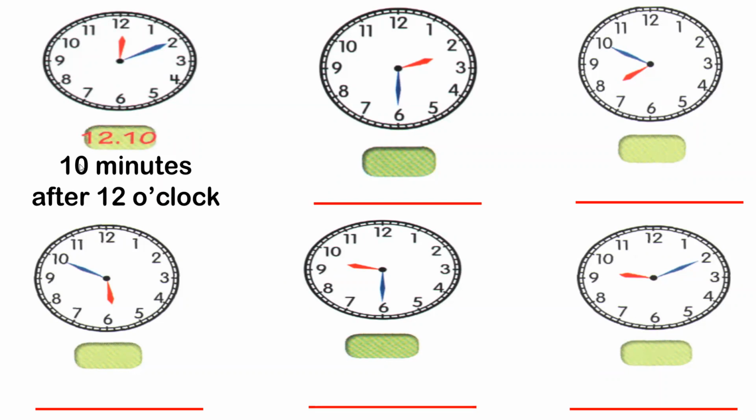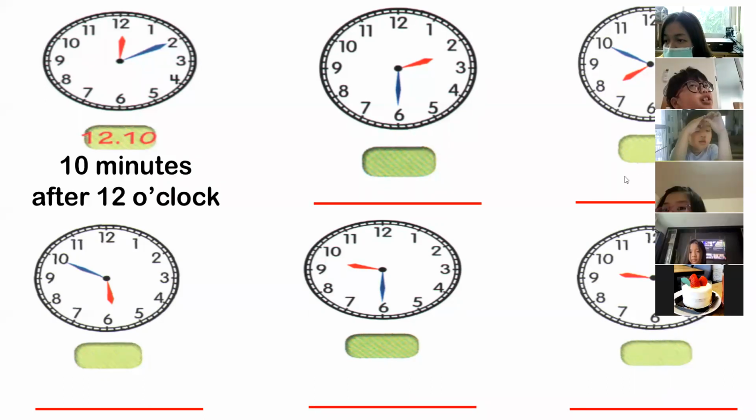And then you write 10 minutes after 12 o'clock. So this one, you write the time. Okay, the first one is an example. The clock shows 12:10, and then I write there 10 minutes after 12 o'clock. So you do the rest. There are 5. Yes, Clau. Do we have to write the example or not? You have to write the example.